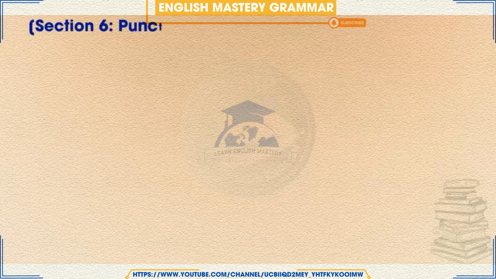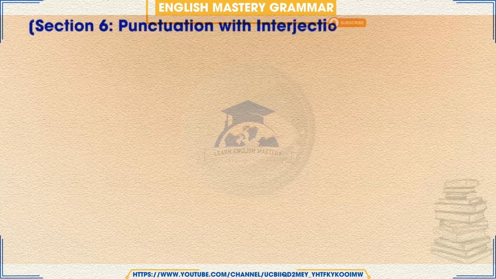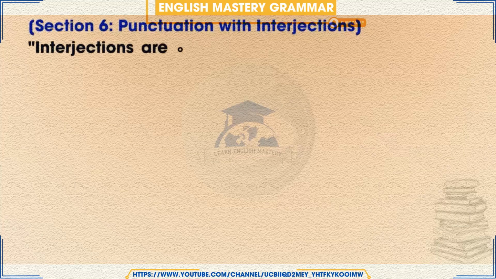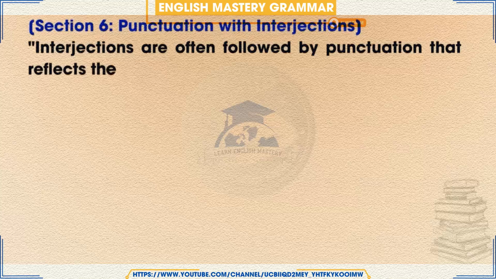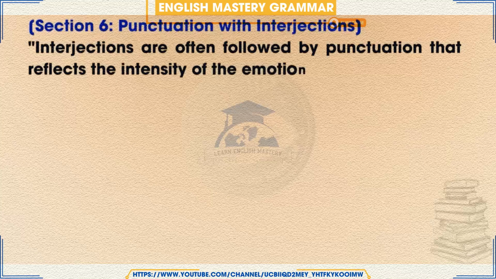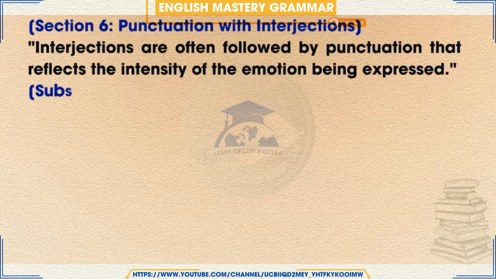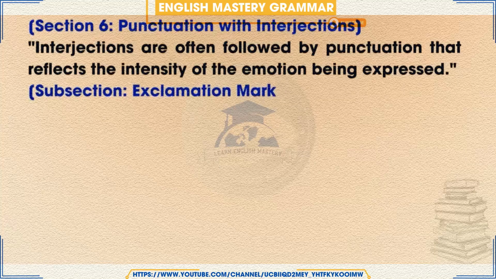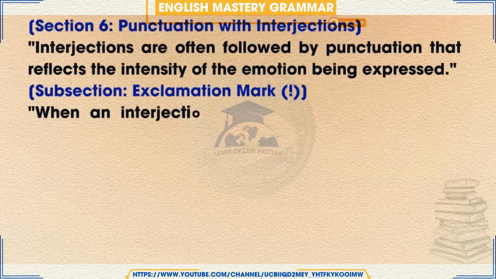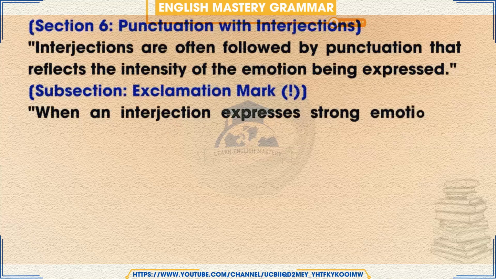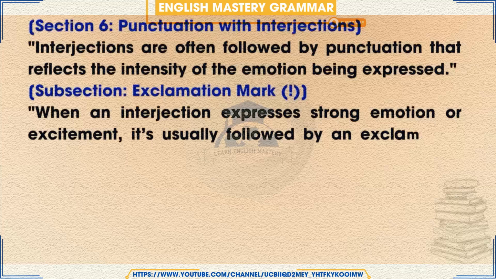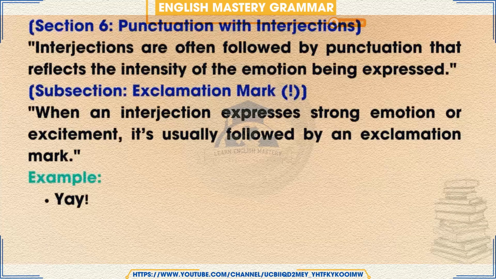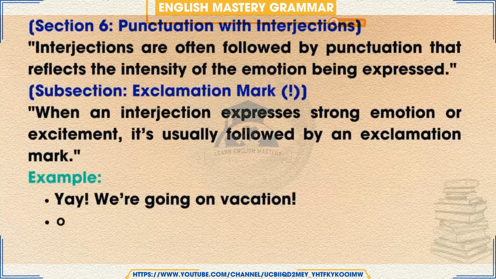Section 6. Punctuation with interjections. Interjections are often followed by punctuation that reflects the intensity of the emotion being expressed. Subsection: exclamation mark. When an interjection expresses strong emotion or excitement, it's usually followed by an exclamation mark. Example: "Yay, we're going on vacation. Ouch, that hurt."